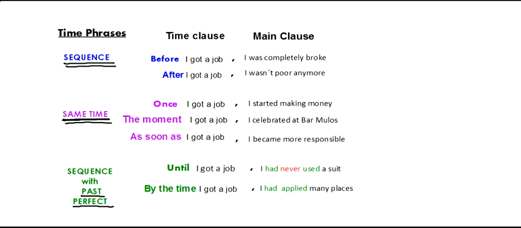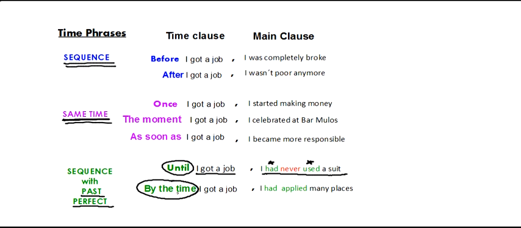Now, last, we're going to look at the sequence with the past perfect. So using things like until and by the time, we often use with the past perfect, right? So let's read this sentence. Until I got a job, I had never used a suit. Okay? So remember, the past perfect is always our past perfect had for the auxiliary and our past participle used, right? So had never used, that's the past perfect. We always use that with until.